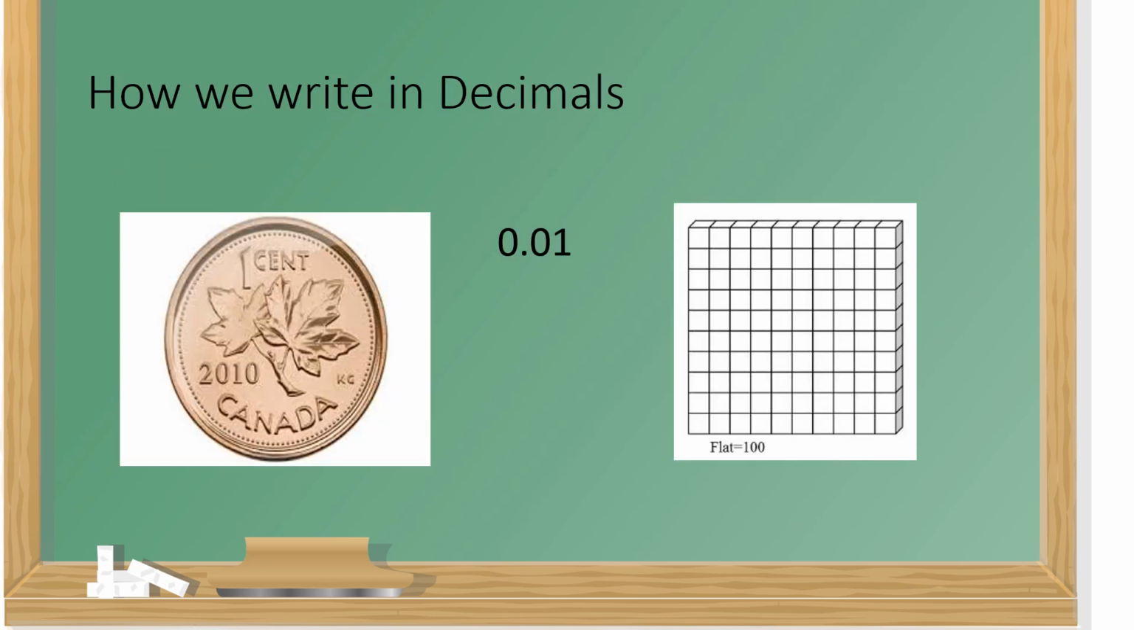Another important thing to learn is how we write in decimals. Let us take a very simple example of 1 cent. 1 cent, which is represented as 0.01 of a dollar. But why is it written as 0.01 dollar? Because 1 cent is 1 on hundredth part, right?